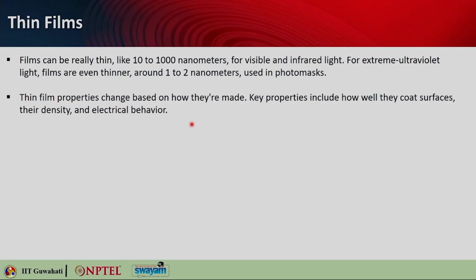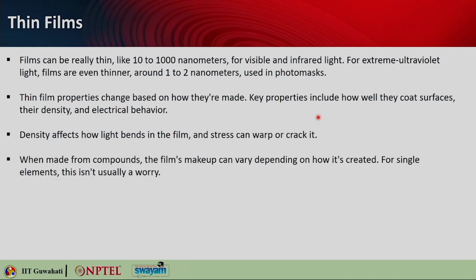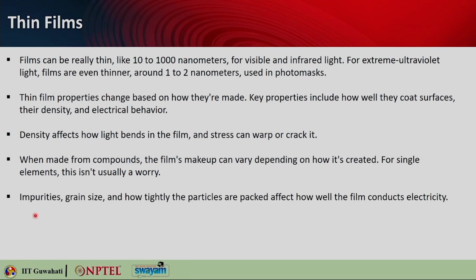Now, thin film properties change based on how they are made. The key properties include how well they coat the surfaces, their density and their electrical behavior. Density affects how light bends in the film, and stress can warp or crack it. So, this is the effect of density. When the thin films are made from compounds, the film's makeup can vary depending on how it is created, and for single element thin films it is not usually a worry. And when you develop thin films, the impurities, grain size and how tightly the elements or particles are packed also affect how well the thin film will conduct electricity. So, their conductivity depends on all these parameters.